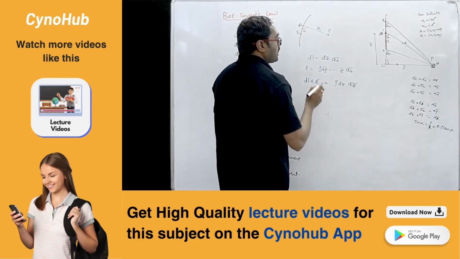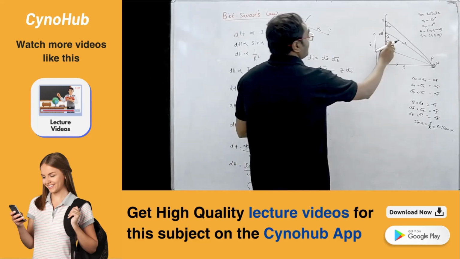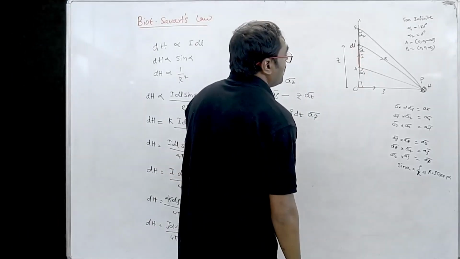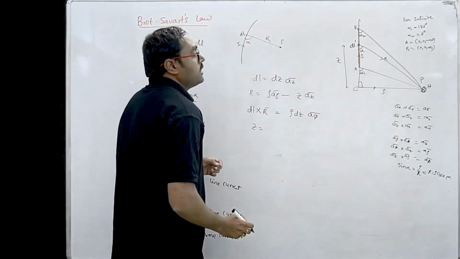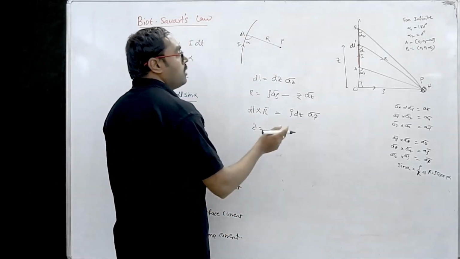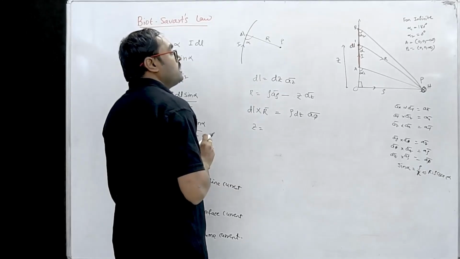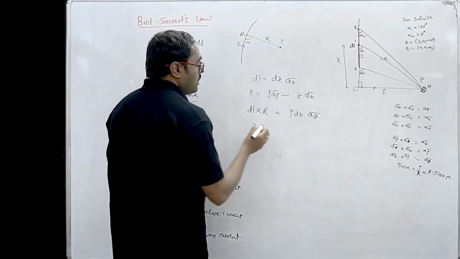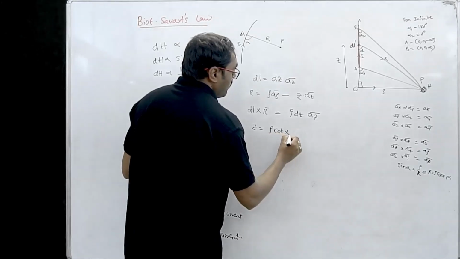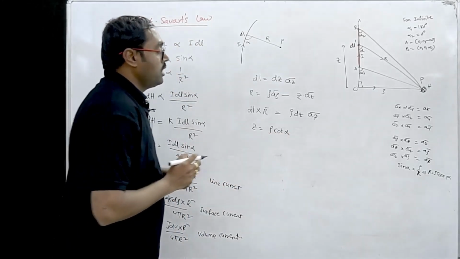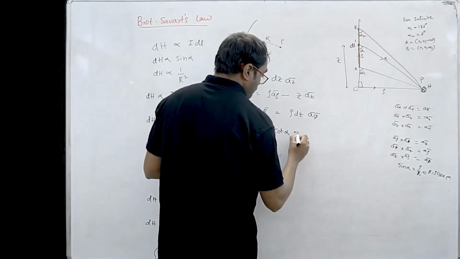Based upon this diagram, we have to write z as rho cot alpha. What is cot alpha? It is the reciprocal of tan alpha. Tan alpha is rho by z. Here tan alpha is equal to rho by z, then we can write z is equal to rho by tan alpha, and 1 by tan alpha we can write as cot alpha.